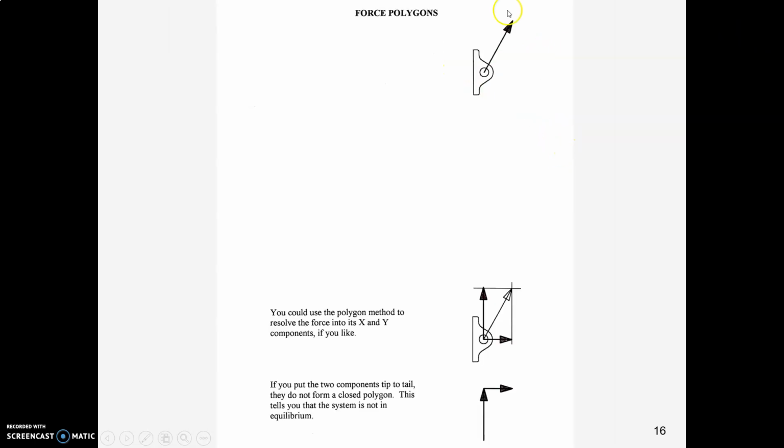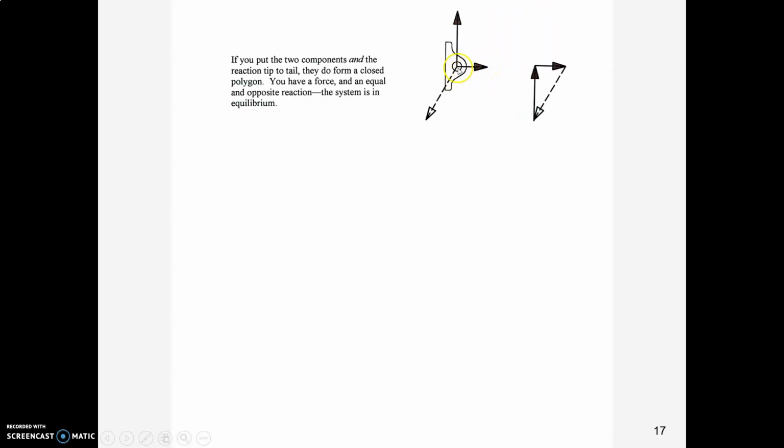And backing up here, so here's our original slopey force. Our original slopey force has an equal and opposite slopey reaction. And I took the x component and the y component and the equal and opposite slopey reaction, and I stuck them together tip to tail. Now we have a closed loop. So what we see here is those forces and the equal and opposite reaction together form a closed loop and are in equilibrium.